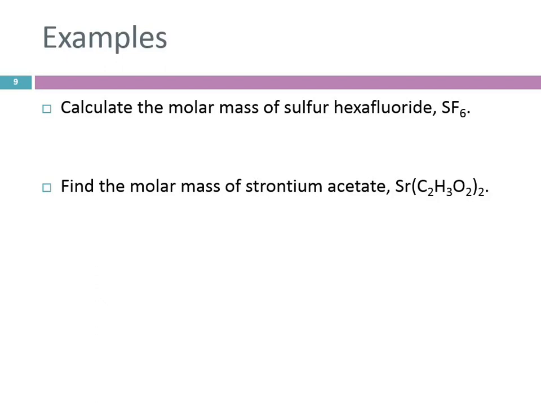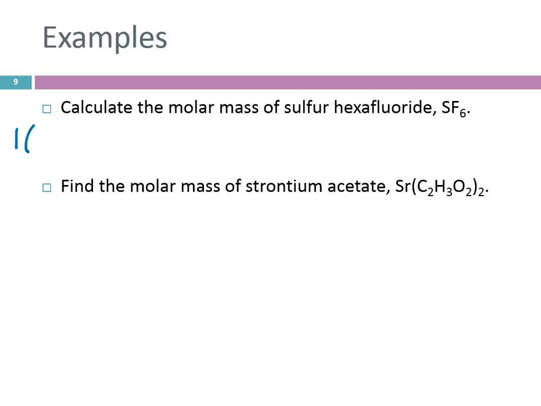So let's do some examples. Calculate the molar mass of sulfur hexafluoride. Sulfur hexafluoride is SF6. So in 1 mole of sulfur hexafluoride, how many moles of sulfur are there? 1. Just 1. The coefficients are what give us this answer. We don't write 1s because chemists don't like the number 1, but there is a 1 there. So we have 1 mole of sulfur.